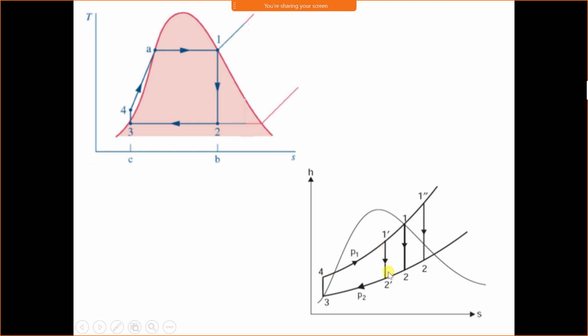Look at the area inside 1 dash 2 dash 3 4, which is less. The area inside 1 2 3 4 is slightly greater. The area inside 1 double dash 2 double dash 3 4 is greater than these two areas. Therefore the work done, or the output, in this case will be greater than in the other cases.